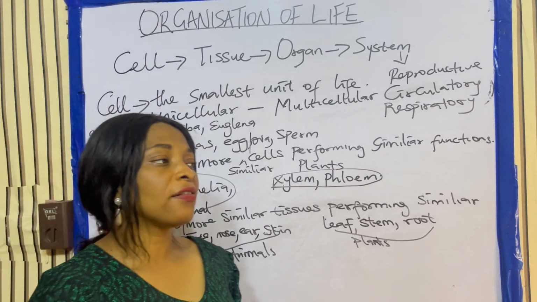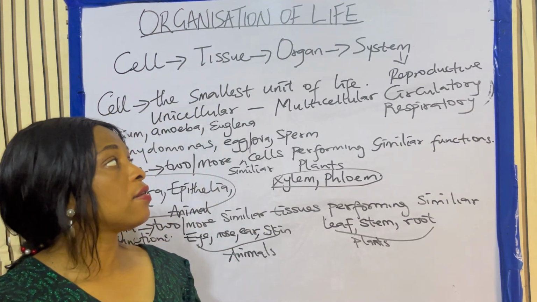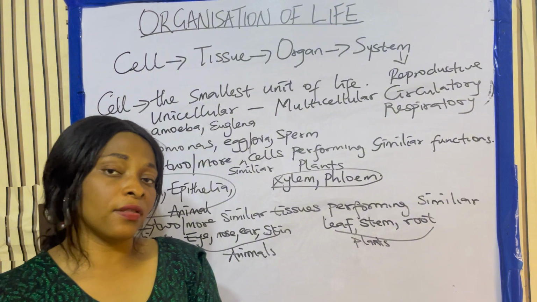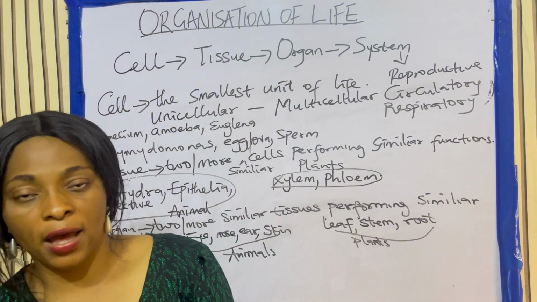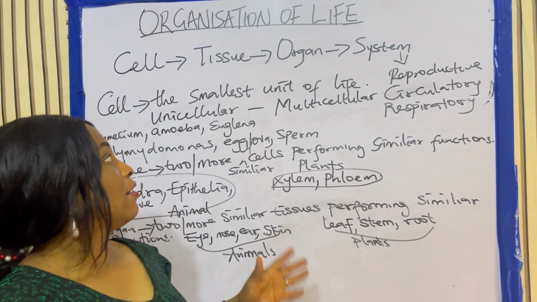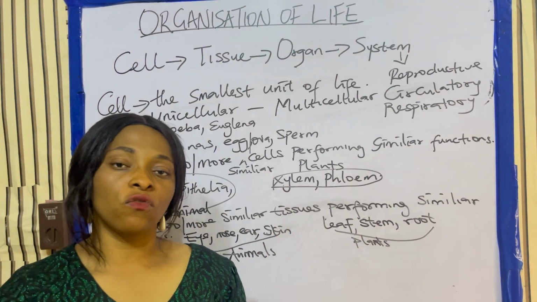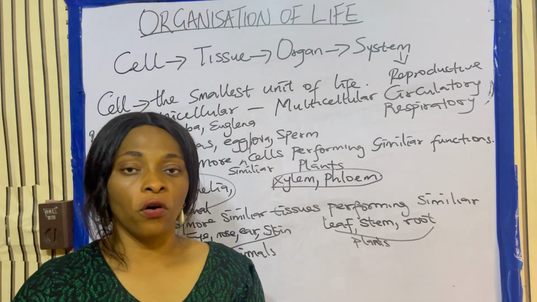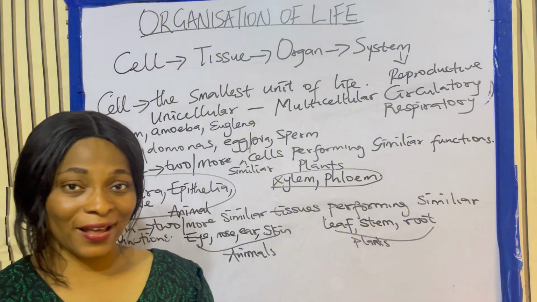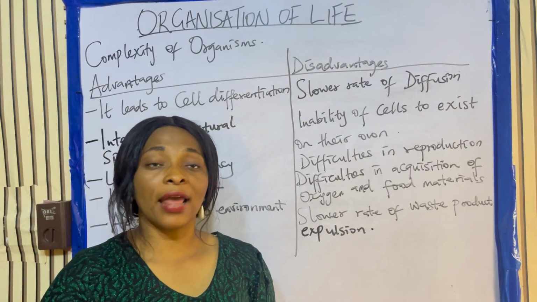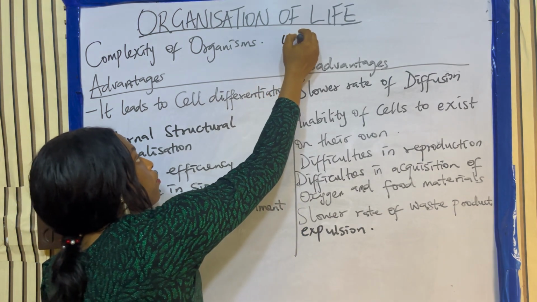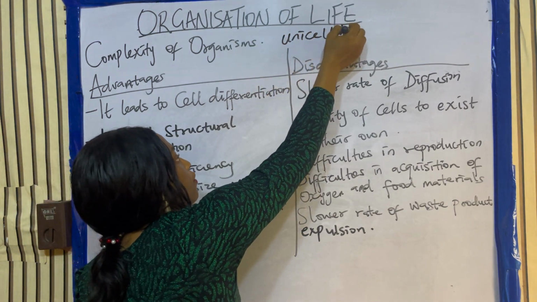Now for system, what is obtainable in plants is also found in animals. In plants we have the excretory system; in animals we also have the same. In plants we have the reproductive system; in animals we also have the same. So these are what we refer to as the structure or organization of life. Are we together? Okay.